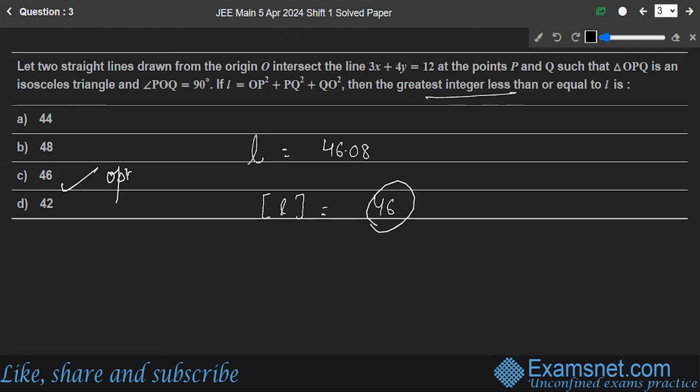C. Option C is the right answer to the question. Hope you got that. Let's move to the next question then.